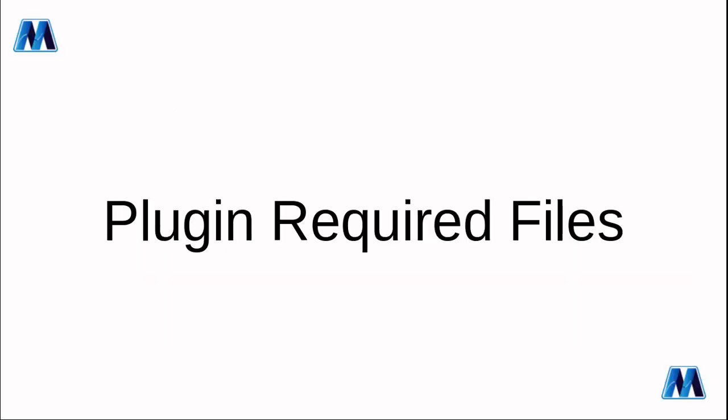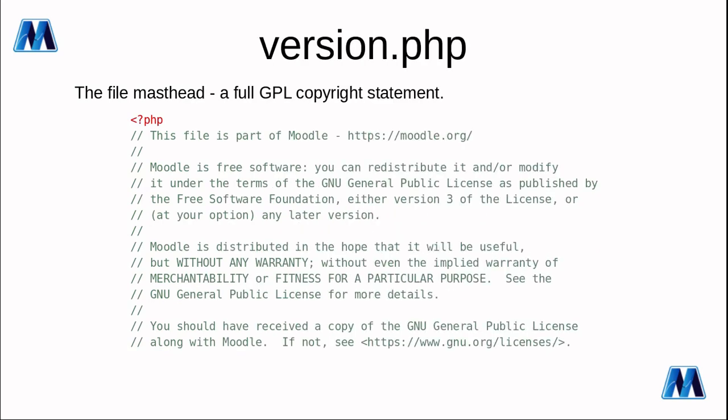So let's look at the required files for plugin development. These are the files that you basically have to define every single time you start a plugin development. The first one of those is version.php. Now, I'm mentioning here a couple of things relating to the development guidelines, and that is that each code file should have the masthead fully stipulated at the top of the file. So this is the masthead. That's the masthead that's recommended to be used for every single file.